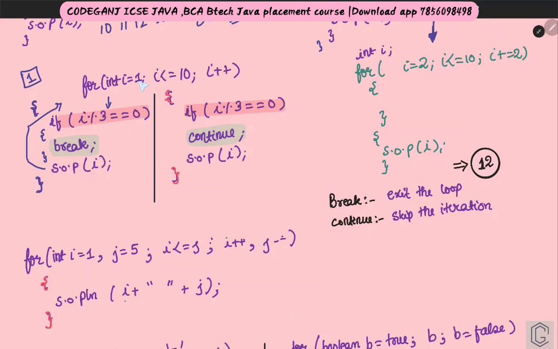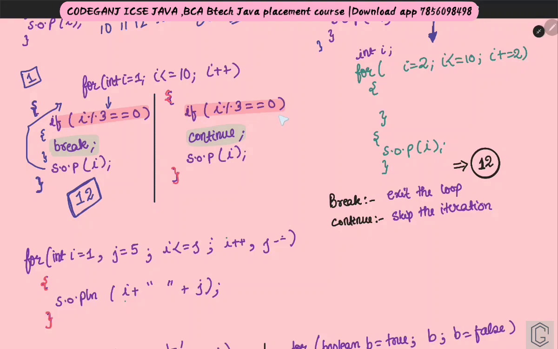So the value of I is 1. This condition is not true, so it will not go to the break. It will come here and print 1. Then I will be plus plus, so I becomes 2. This condition is still false, so it will print 2. Then I becomes 3. As soon as it becomes 3, 3 is divisible by 3. Mod will give you the remainder; 3 by 3 gives the remainder 0. So your condition is true, it will come inside, and there is a break. So it will break the loop and come out of the loop, and your answer will be only 1, 2.